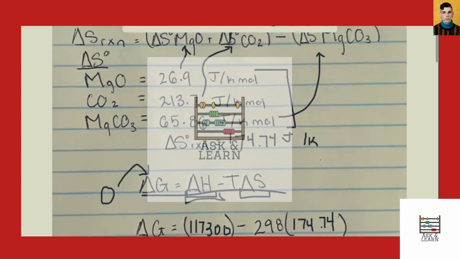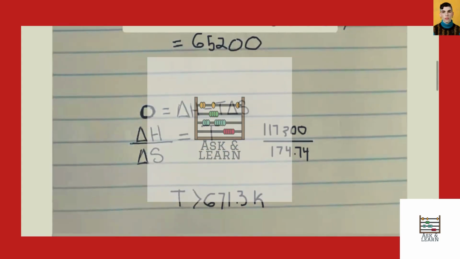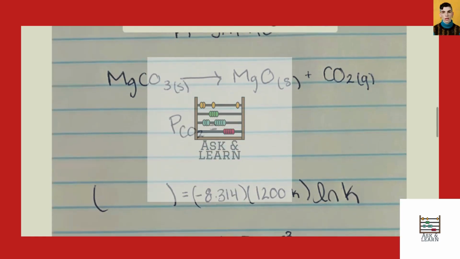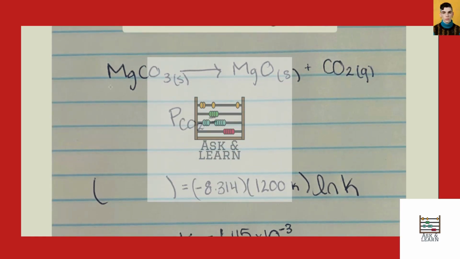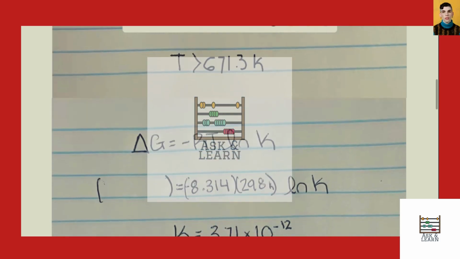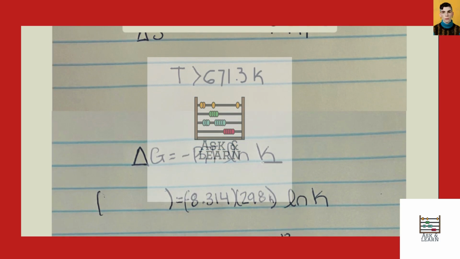Okay, the next part wants us to solve for the pressure of CO2. Let's go back to our equation up here. I think I have it written down here. Yeah, here we go. Since everything is in its solid form except CO2, we can assume that PCO2 will be the same as K. So we just have to solve for K in order to find PCO2.